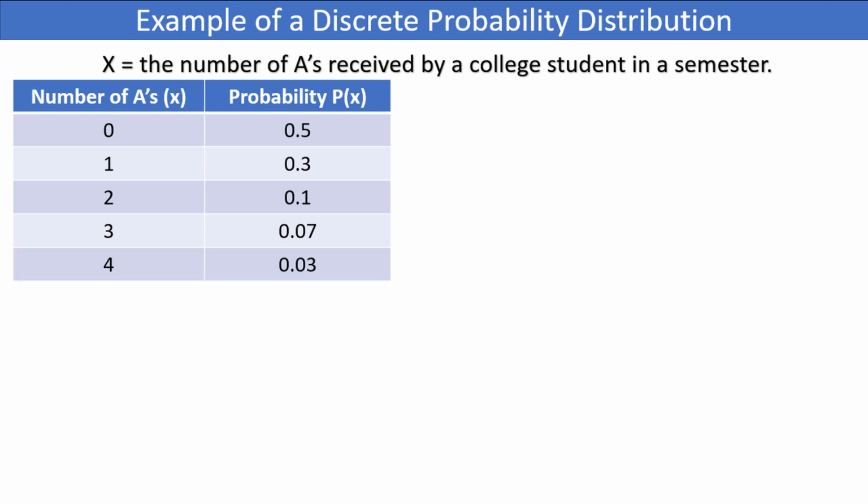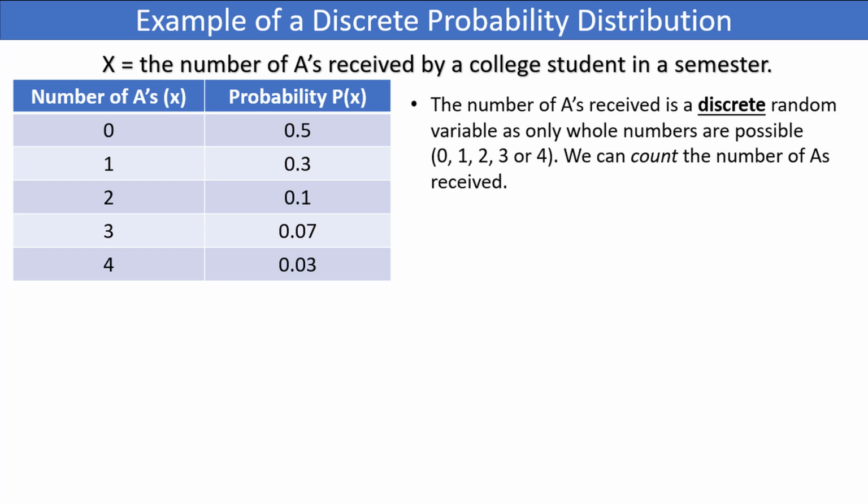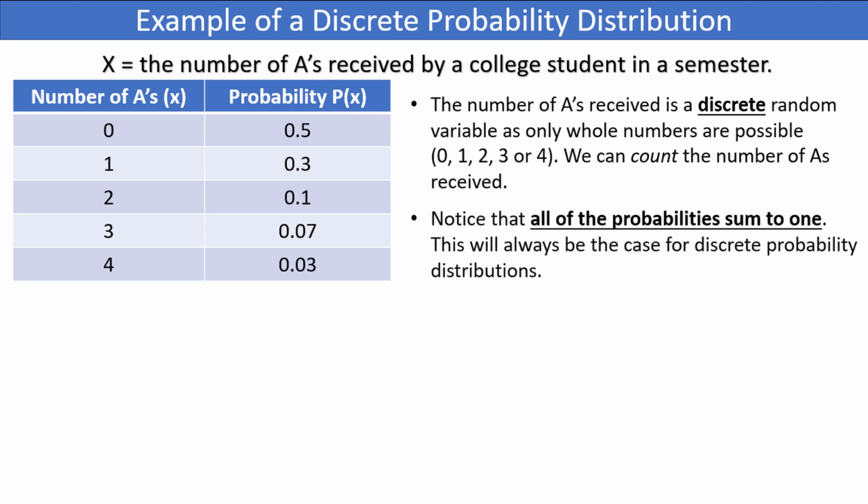As mentioned earlier, the number of A's received is a discrete variable, as we can only have a whole number quantity of A's. We can also count the number of A's a student earns, which is usually an indicator that the variable is discrete. Notice that all probabilities in the distribution sum to 1. This will always be the case, as all of the outcomes must make up 100% of the probability.